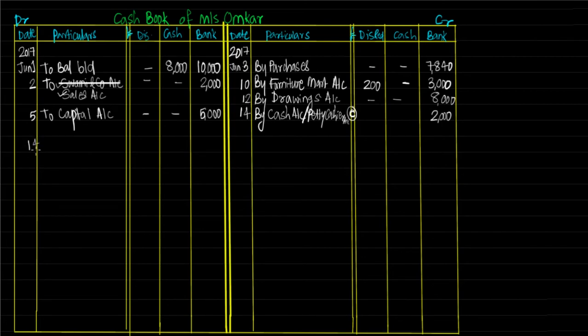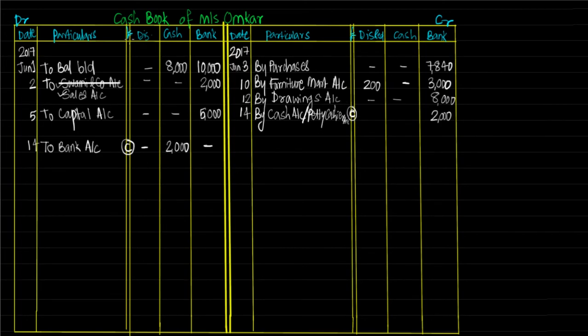On 14th of June, bank balance is getting reduced, so we would write here to bank account, and in cash column 2000 is coming into the business, so we would write 2000 in cash column. Here again we would write C. Now what is the significance of C? C refers to contra entry.